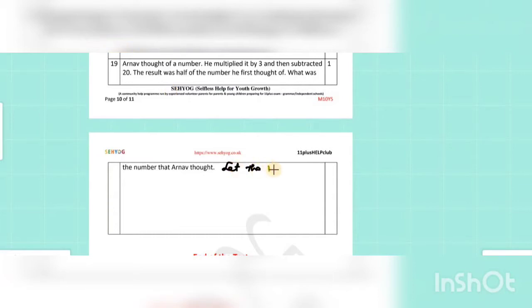So we assume the number as x. So x multiplied by 3 is 3x. And then subtracting 20, so 3x minus 20 is equal to half of x, because the number is x. Now we multiply both sides of the equation by the denominator 2. So 2 times the left hand side equals 2 times the right hand side.